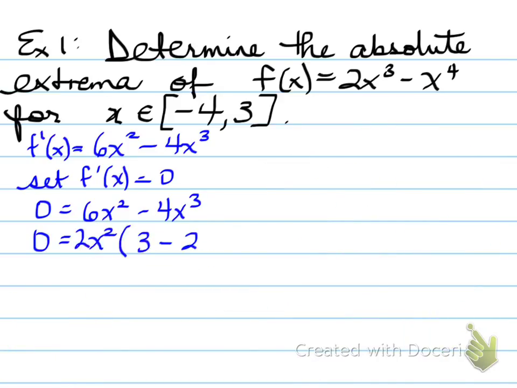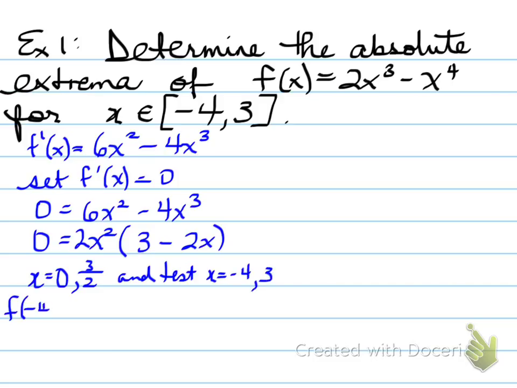Okay, so we set the derivative equal to 0, solve for x, and you find out that x equals 0 and 3 over 2. And you also have to test the endpoints, which are negative 4 and 3. So we test all of them: negative 4, 0, 3 over 2, and 3. Why did I choose those values in that order? Remember that whenever we look at something in terms of the values, we always test from the smallest to the largest number.